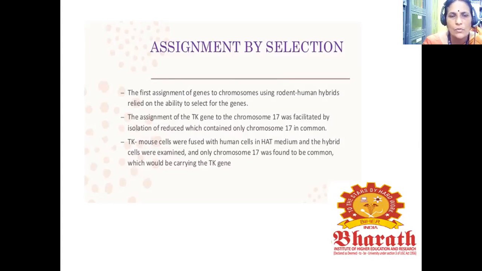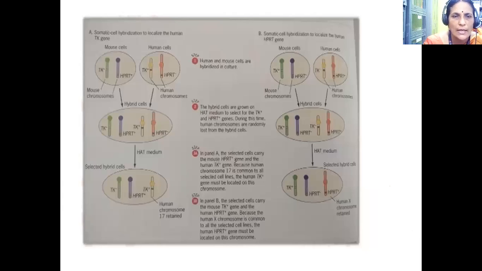The TK-deficient mouse cells were fused with the human cells in HAT medium, and the hybrid cells were examined, and only chromosome 17 was found to be common, which would be carrying the TK gene. Figure A represents somatic cell hybridization to localize the human TK gene, and B is somatic cell hybridization to localize the human HPRT gene.